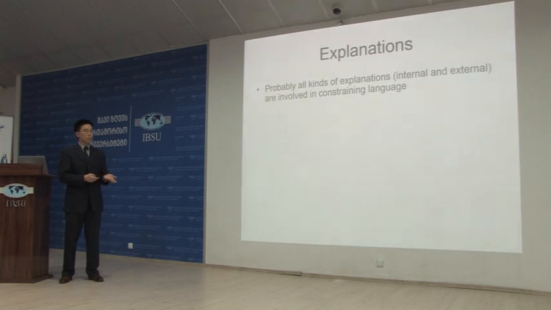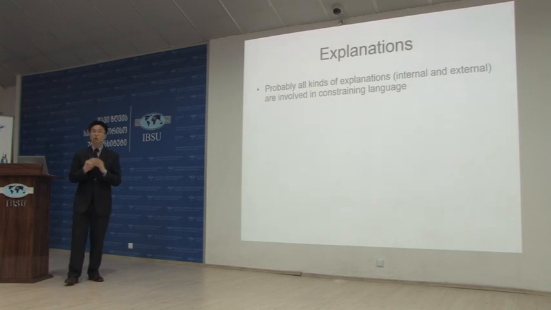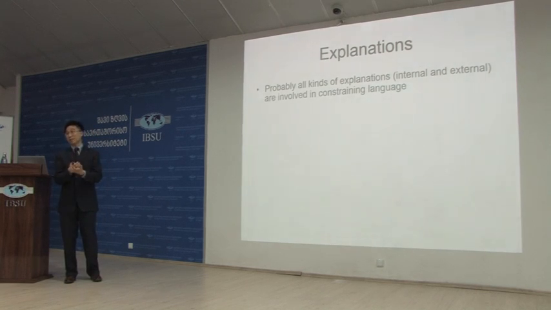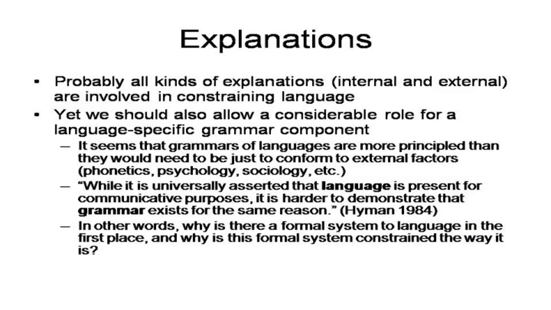Okay. But those of us who are not strict or rabid Chomskyans, right, we'll have to admit that there are other explanations. There are other explanations that are very plausible for many linguistic universals, okay? But as a linguist, I would say we should allow considerable room for a language-specific component. The reason is because grammars of languages, this is an important point, right? It seems that grammars of languages are more principled than they would need to be just to conform to, say, psychology or for communicative purposes.